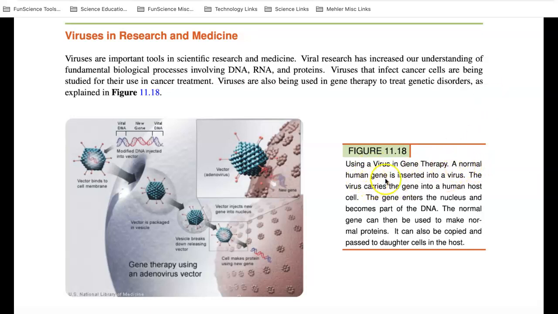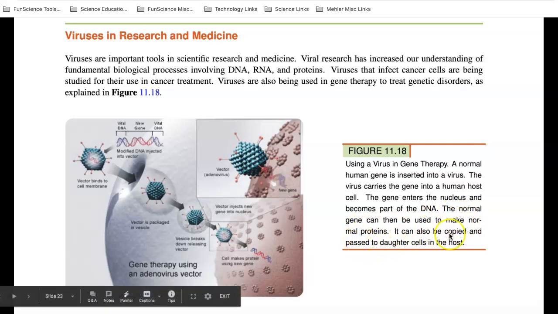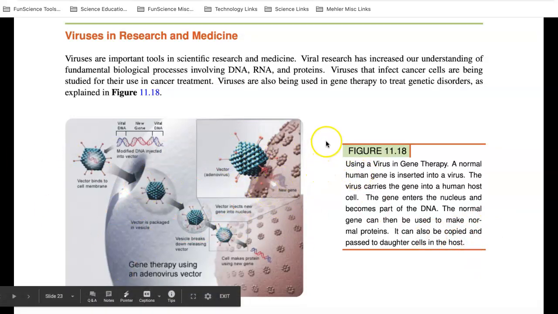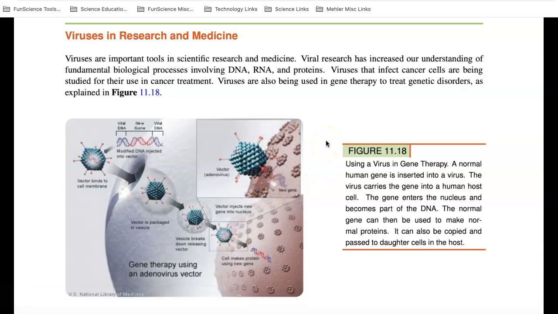That's where a normal human gene is inserted into a virus. The virus carries the gene to the human host cell. The gene enters the nucleus and becomes part of the DNA. The normal gene can then be used to make normal proteins. It can also be copied and passed to the normal cells. So gene therapy is a very potent form and a process studied very closely in research right now.